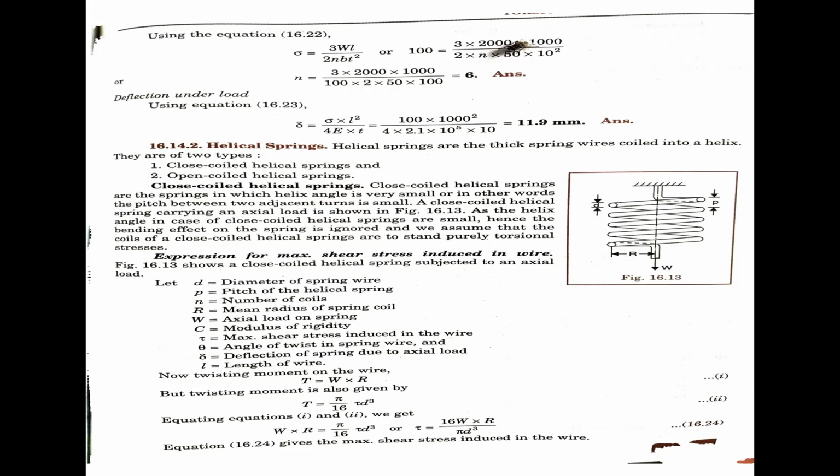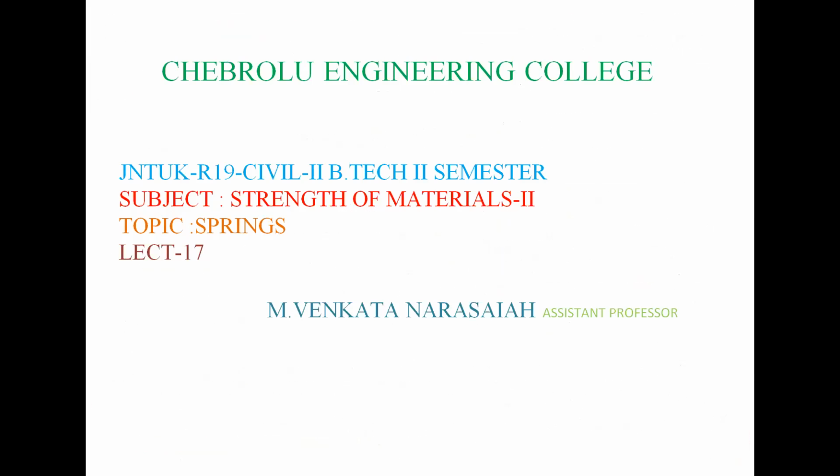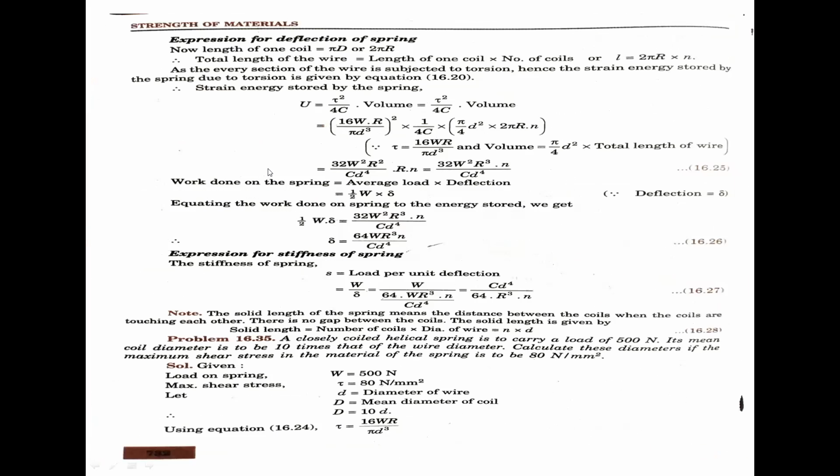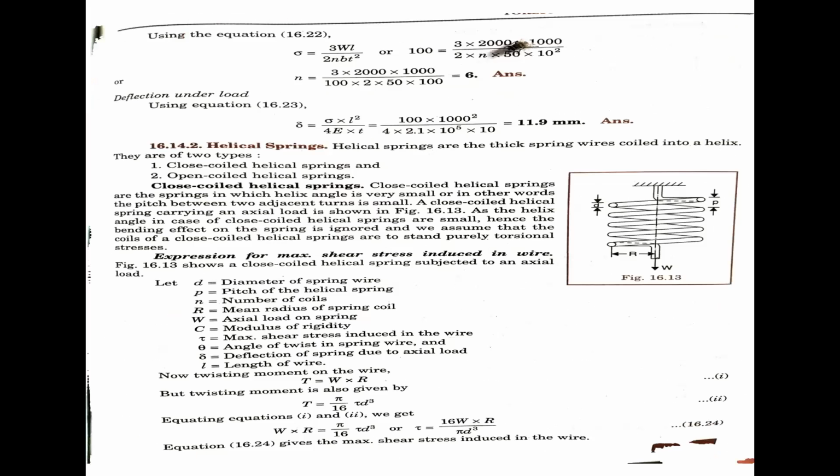Spring types: the first type is the leaf spring or laminated spring, which I already explained in the last class. Another one is the helical spring. Helical springs have two types: the first is the closed coil helical spring and the other is the open coil helical spring. Now the closed coil helical spring example problems and derivations are completed. Next class I will explain the open coil helical spring.